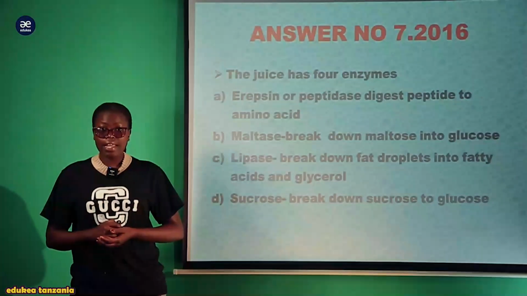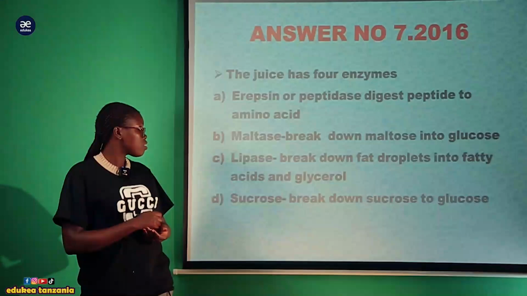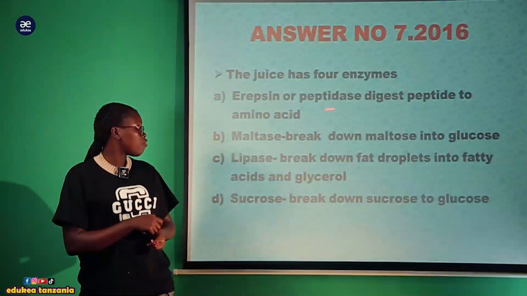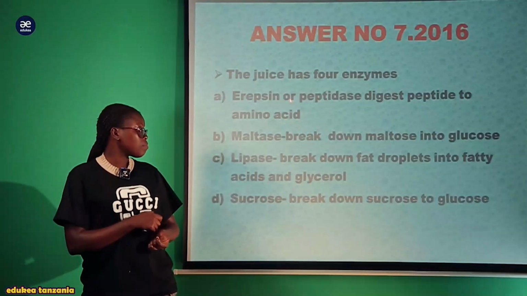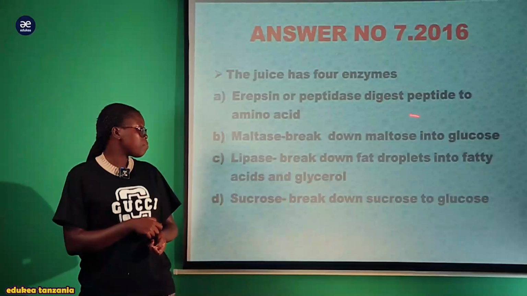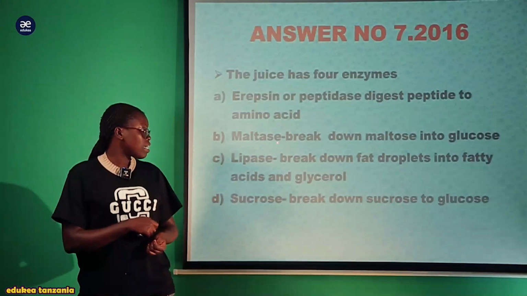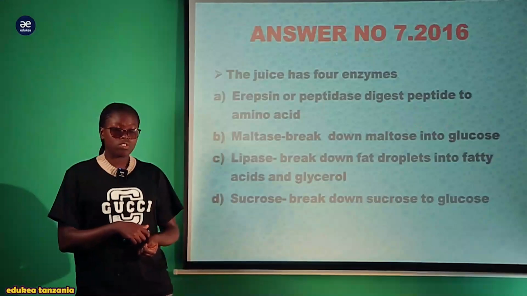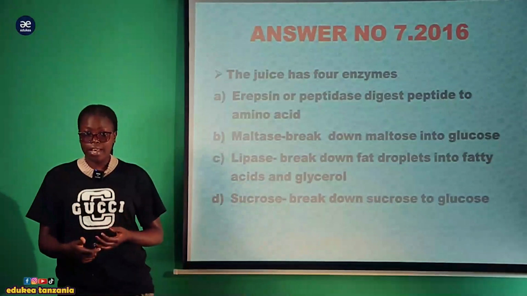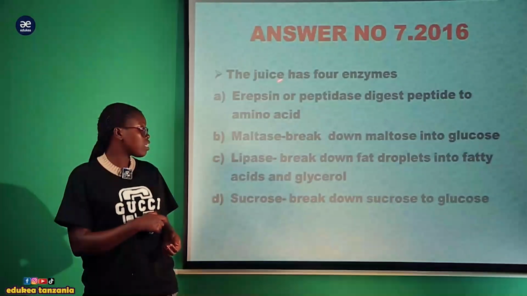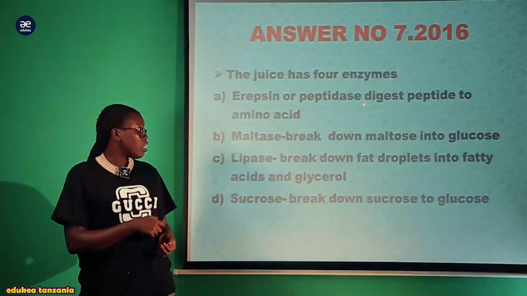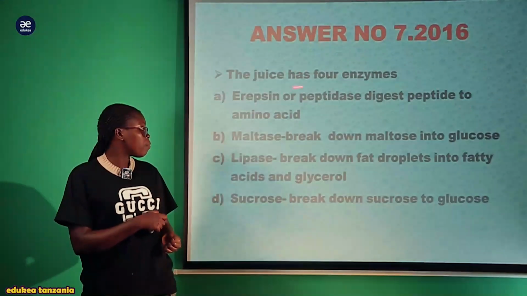So this ileum tends to produce digestive juices, which contain enzymes. For example, there is trypsin and peptidase, which digest peptides to amino acids. Another enzyme is maltase, which breaks down maltose into glucose. So these are the enzymes found within the ileum. There is trypsin for the digestion of peptides to form amino acids.